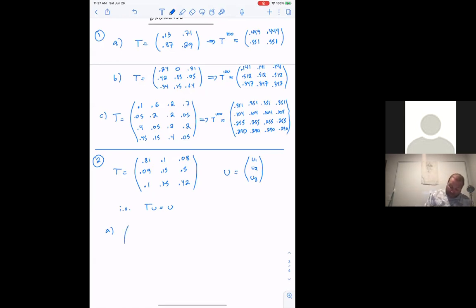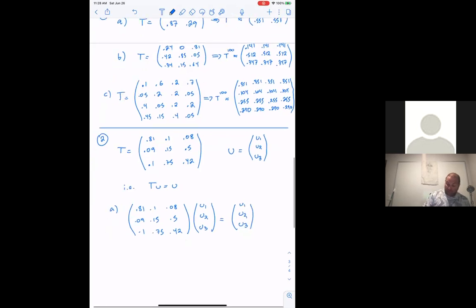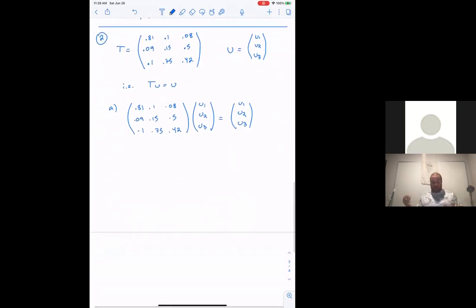If T times U equals U, that means the matrix 0.81, 0.1, 0.08; 0.09, 0.15, 0.5; 0.1, 0.75, 0.42, acting on U1, U2, U3, gives you U1, U2, U3. That's just the matrix equation.